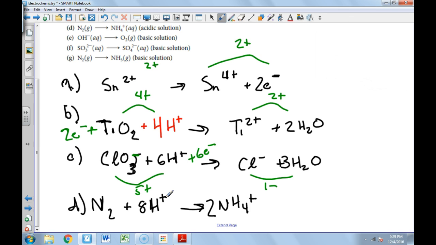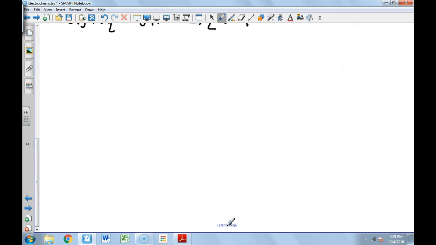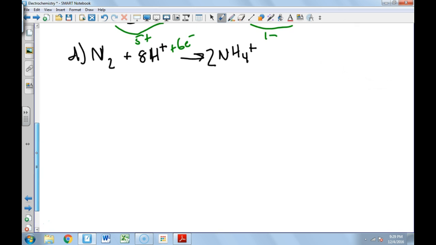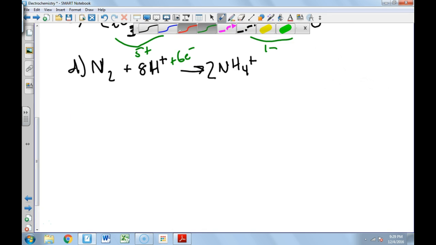And now we're going to charge balance. So this is 8 plus here and 2 plus here. The only way to get that equal is by putting 6 electrons on the reactant side. Okay, so there's that.